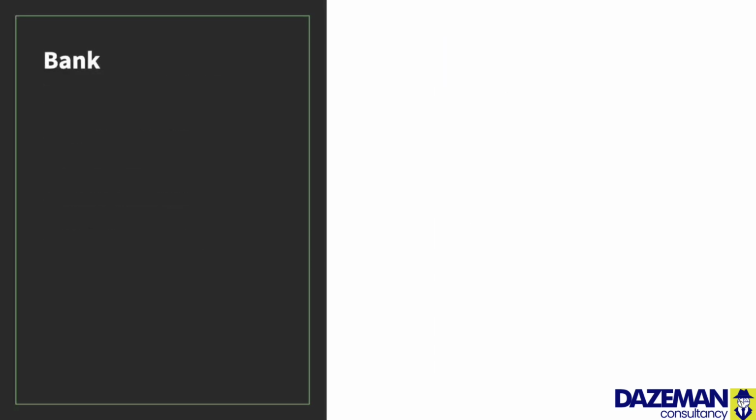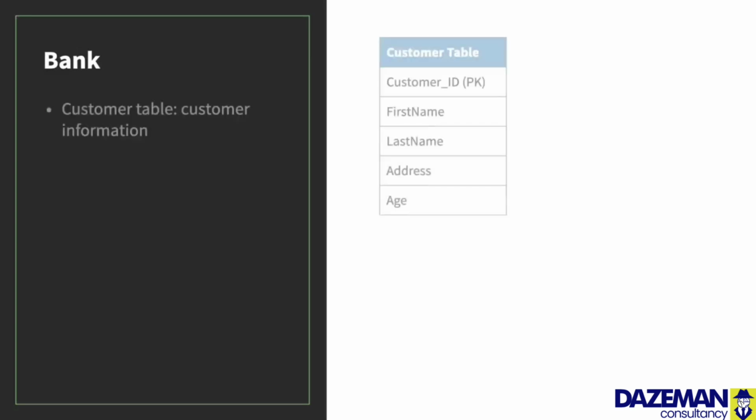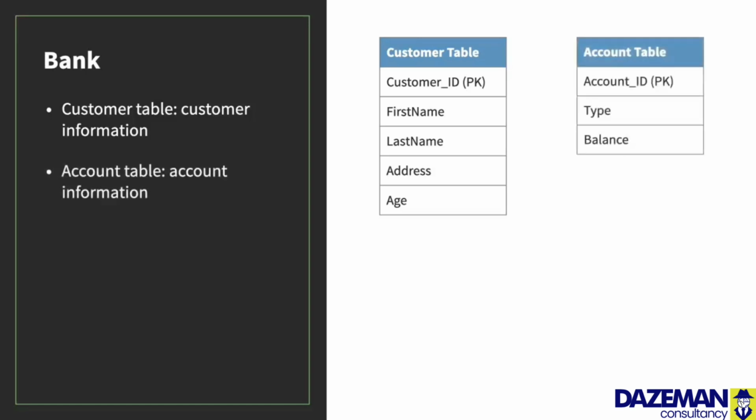By using dimensional modeling, the bank will create three separate tables. The first one will be the customer table, which will contain information about the customer, for example, the name of the customer, the address, and age. Another table will be the account table, which will contain account-specific information, such as account type and account balance.